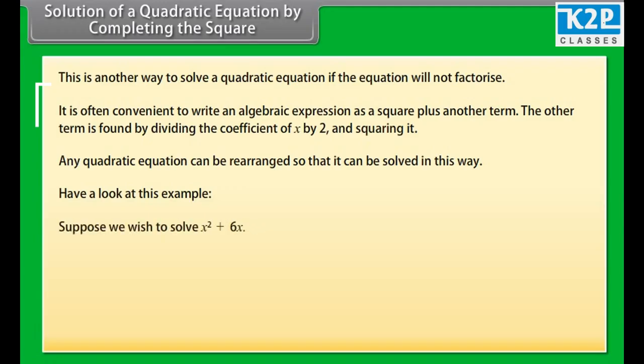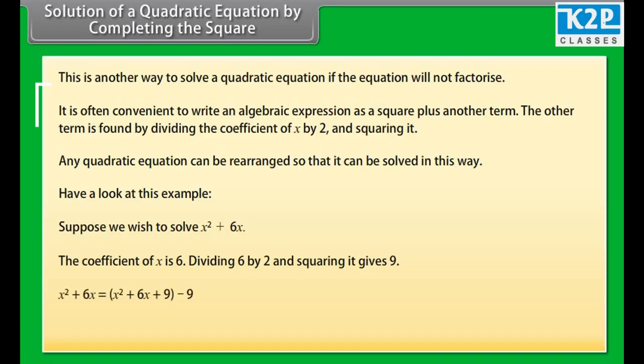Rewrite x² + 6x as a square plus another term. The coefficient of x is 6. Dividing 6 by 2 and squaring it gives 9. x² + 6x is equal to x² + 6x + 9 - 9, which equals (x + 3)² - 9.